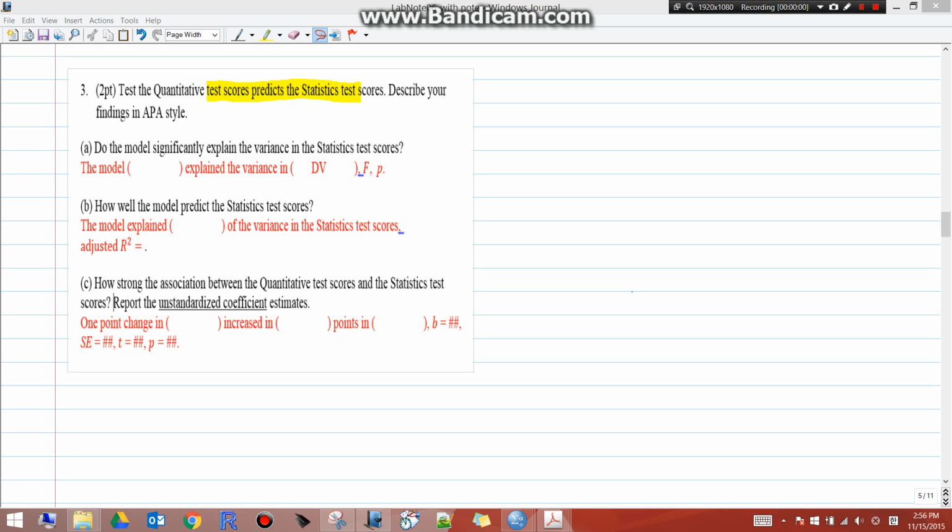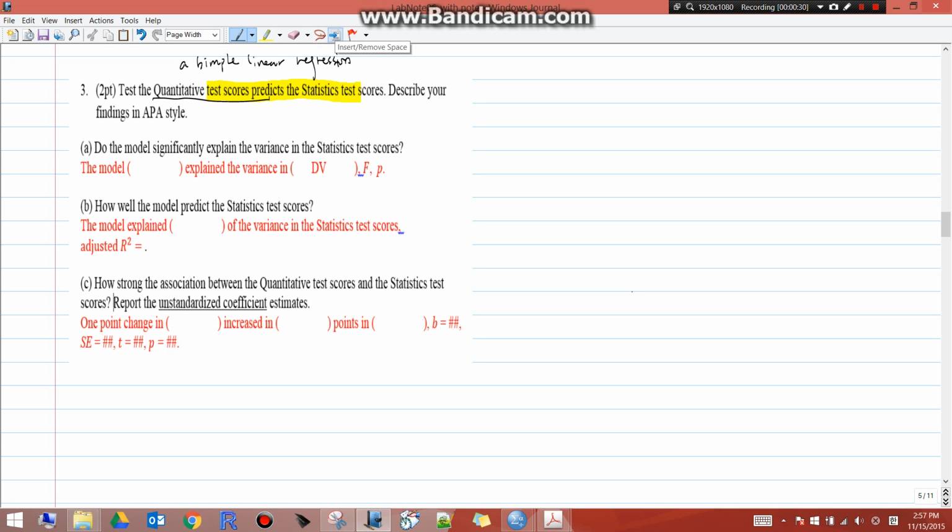Question 3. On this question, we test whether quantitative test scores predict statistics test scores. There's only one single predictor, so we need to apply a simple linear regression because we have only one predictor and one outcome.